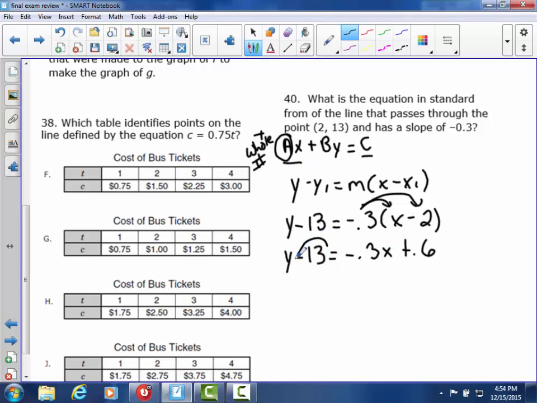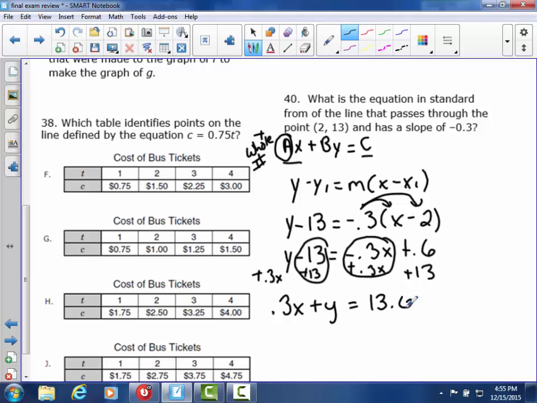This minus 13 needs to go, so we're going to add it. And this minus 0.3x needs to go, so we're going to add it. Okay, so we'll get plus 0.3x on this side, and we're going to get plus 13 over here, which simplifies us to 0.3x plus y equals 13.6.